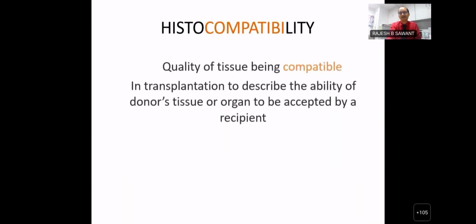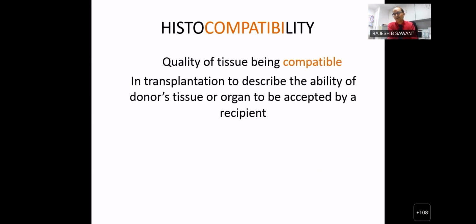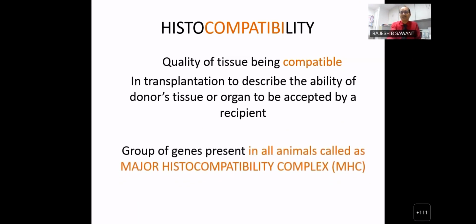So let us now try and understand the concept of histocompatibility. Whenever we talk about compatibility, we know that it is something related to matching or agreement between a donor and a recipient, right? So in the scenario of transplantation, may it be a bone marrow transplant or a solid organ transplant, what we refer to is the ability of the donor's organ or tissue to be accepted by a recipient. So that is histocompatibility, right? And as I said, the group of genes present in all animals which play a major role in histocompatibility is known as the major histocompatibility, or the MHC complex.